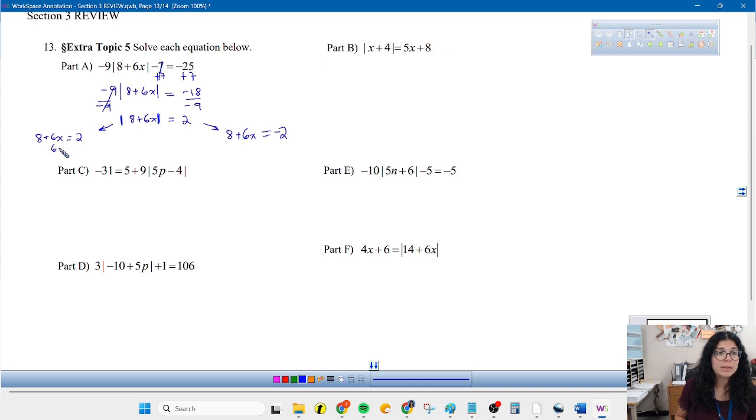Subtract 8, we get 6x is equal to negative 6, and then divide by 6, we get x equals negative 1 is one of my answers. And then on this side, subtract 8, 6x equals negative 10, divide by 6, x equals negative 10 over 6, which would simplify to negative 5 over 3. And those are my 2 solutions.